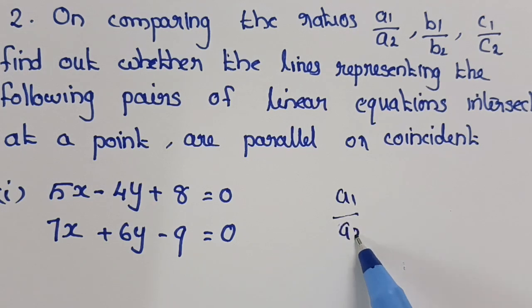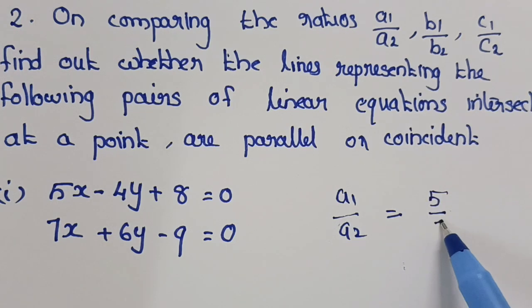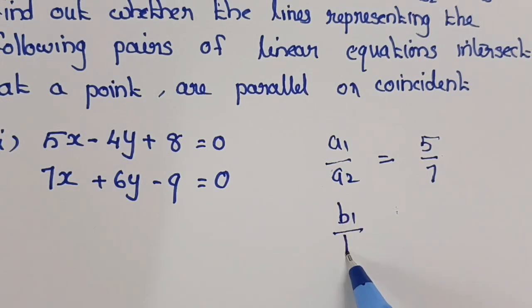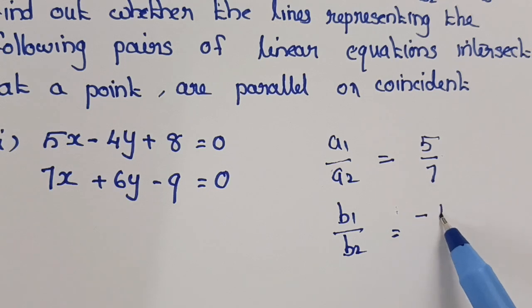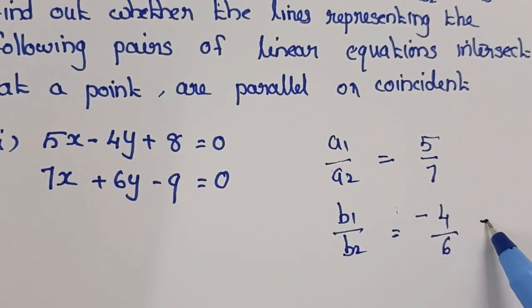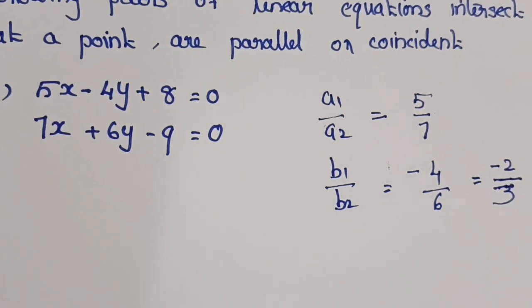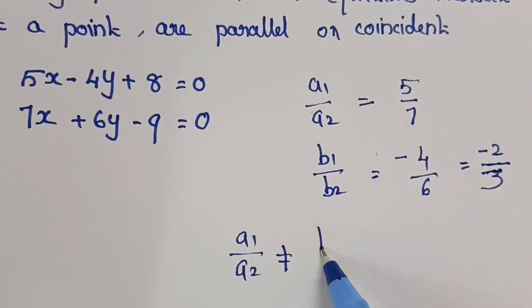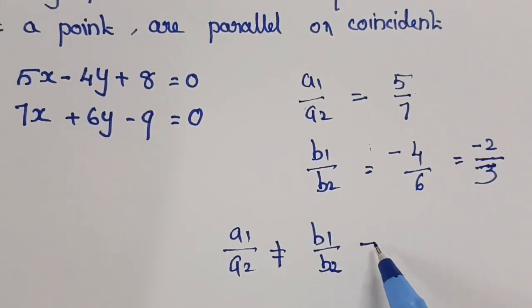First find a1 by a2. a1 by a2 is the coefficient of x, that is 5 by 7. Now find b1 by b2. b1 by b2 equal to minus 4 by 6. After cancelling, we get minus 2 by 3. So we can say that a1 by a2 is not equal to b1 by b2. If a1 by a2 not equal to b1 by b2, it means the lines are intersecting.